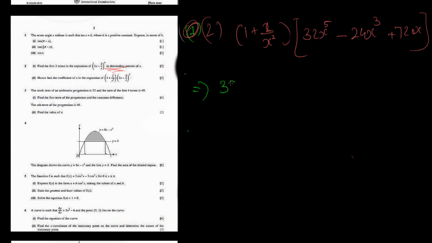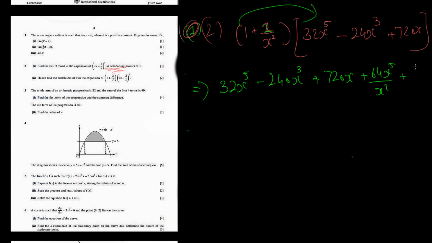So 32x raised to 5, 1 into that, and then minus 240x cubed plus 720x, plus 64x raised to 5, plus 2 over here. So plus, then we have minus 480x cubed. Let me expand it over here.